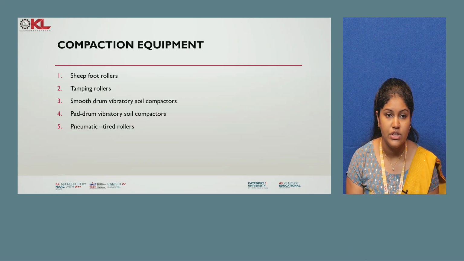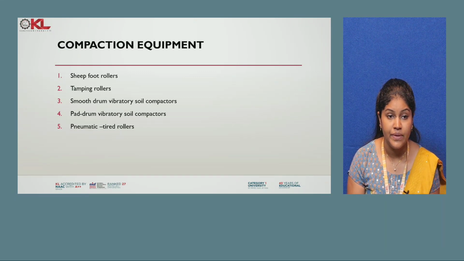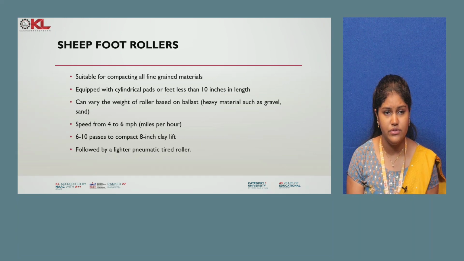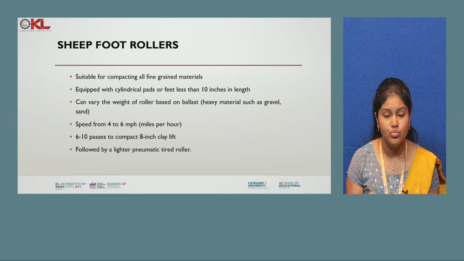Compaction equipment: sheep foot rollers, tamping rollers, smooth drum vibratory soil compactors, padded drum vibratory soil compactors, pneumatic tire rollers. We will be studying these five types of compaction equipment in detail. Coming first to the sheep foot rollers. What is meant by sheep foot rollers? It is suitable for compacting fine grain material.